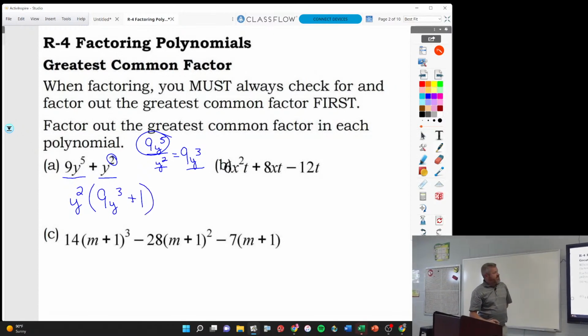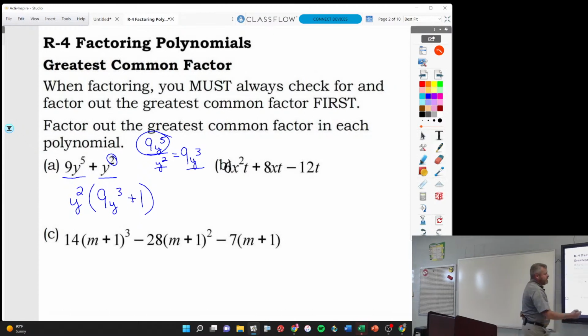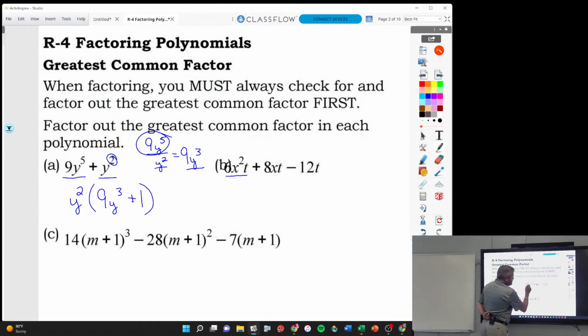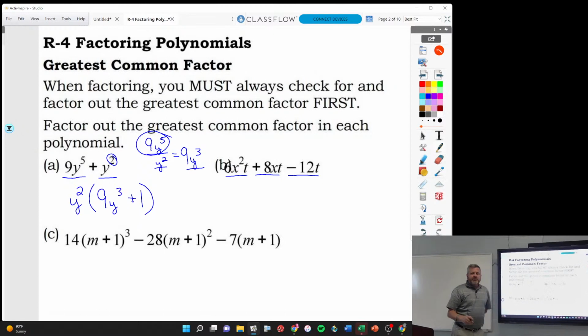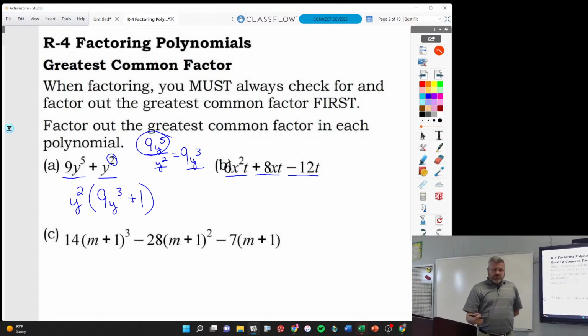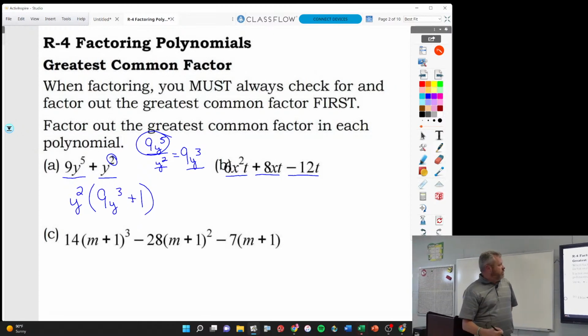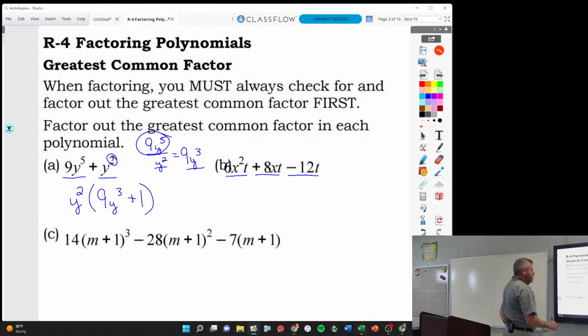And part A is now factored. Part B, sorry about this overlap here. I have 3 terms. I have 6x squared t, I have a positive 8xt, and I have a negative 12t. So again, terms are separated by adding or subtracting. Let's start off with the numbers.